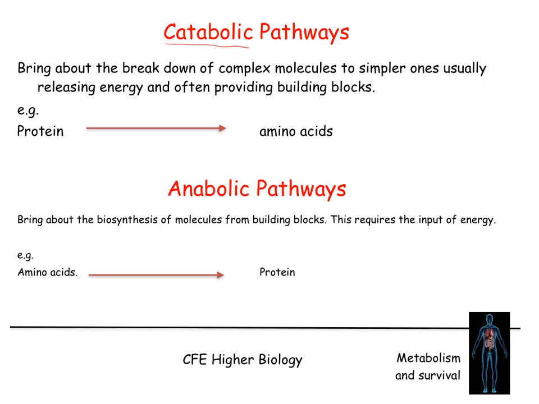larger molecules. The other pathway is the anabolic pathway, and an anabolic pathway is where smaller molecules are built up into larger molecules. So these building blocks that are there, so for example here, amino acids being built up into proteins, and that requires energy. So ATP needs to go into this process. ATP is released from this process.